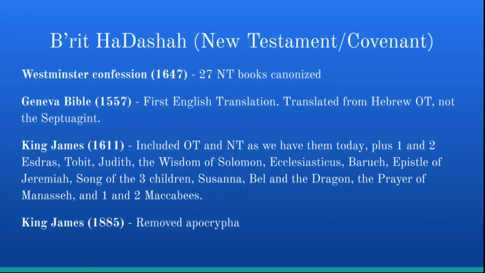The King James Bible of 1611 contained all the books in today's King James, but also included 1st and 2nd Esdras, Tobit, Judith, the Wisdom of Solomon, Ecclesiasticus, Baruch, the Epistle of Jeremiah, the Song of the Three Children, Susanna, Bel and the Dragon, the Prayer of Manasseh, and 1st and 2nd Maccabees. Now, the apocryphal books of the KJV were removed in 1885. Nobody knows the exact reason, though at the time they claim it was to cut costs of printing. Many other Bibles and canons to this day still contain those books.